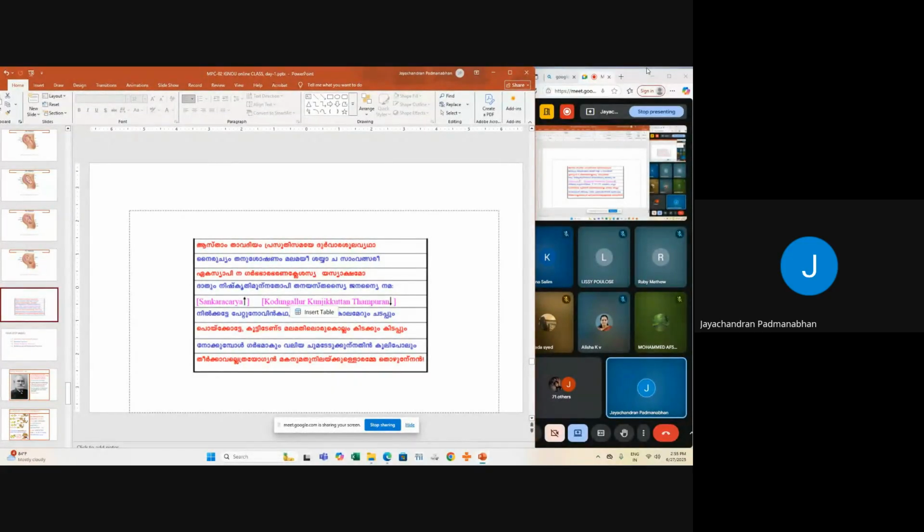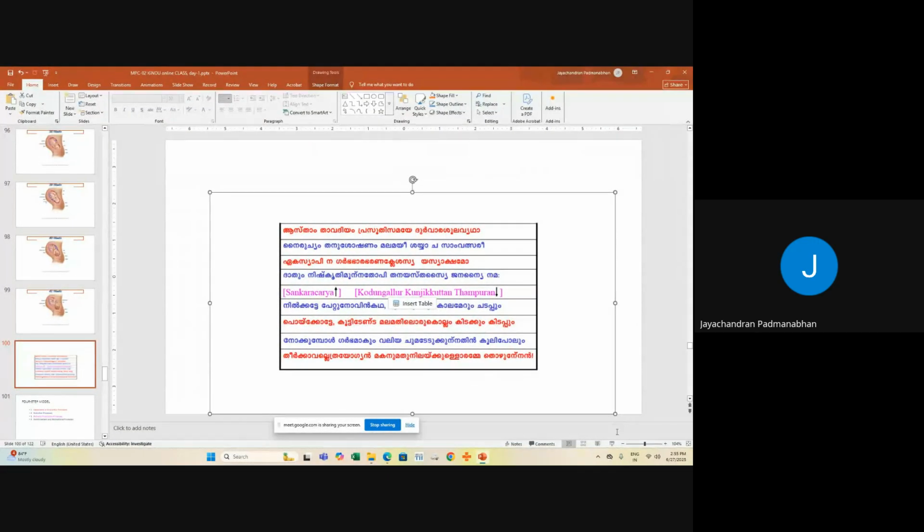Then the Malayalam translation is there already by Kodungalur Kunjukuttan Tamburan. So after that I will explain it in English also.